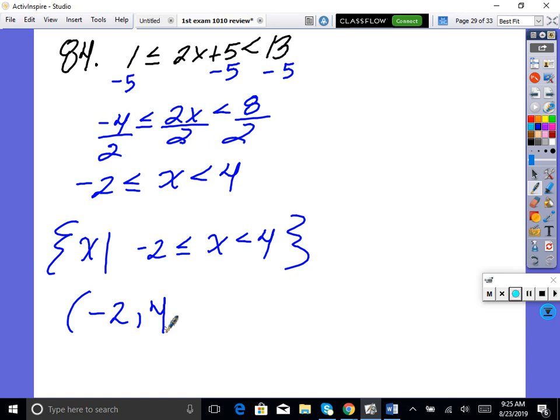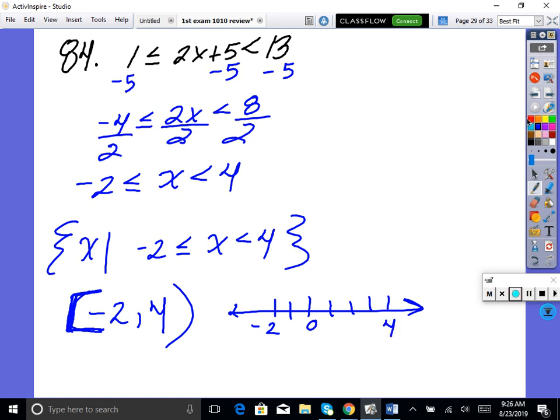But guess what I did not do correct? This one needed a bracket. And this one needs a parenthesis. Equal to, bracket; not equal to, parenthesis. All right, so let's be careful here. So this one gets a bracket, this one gets a parenthesis, and there's our solution.